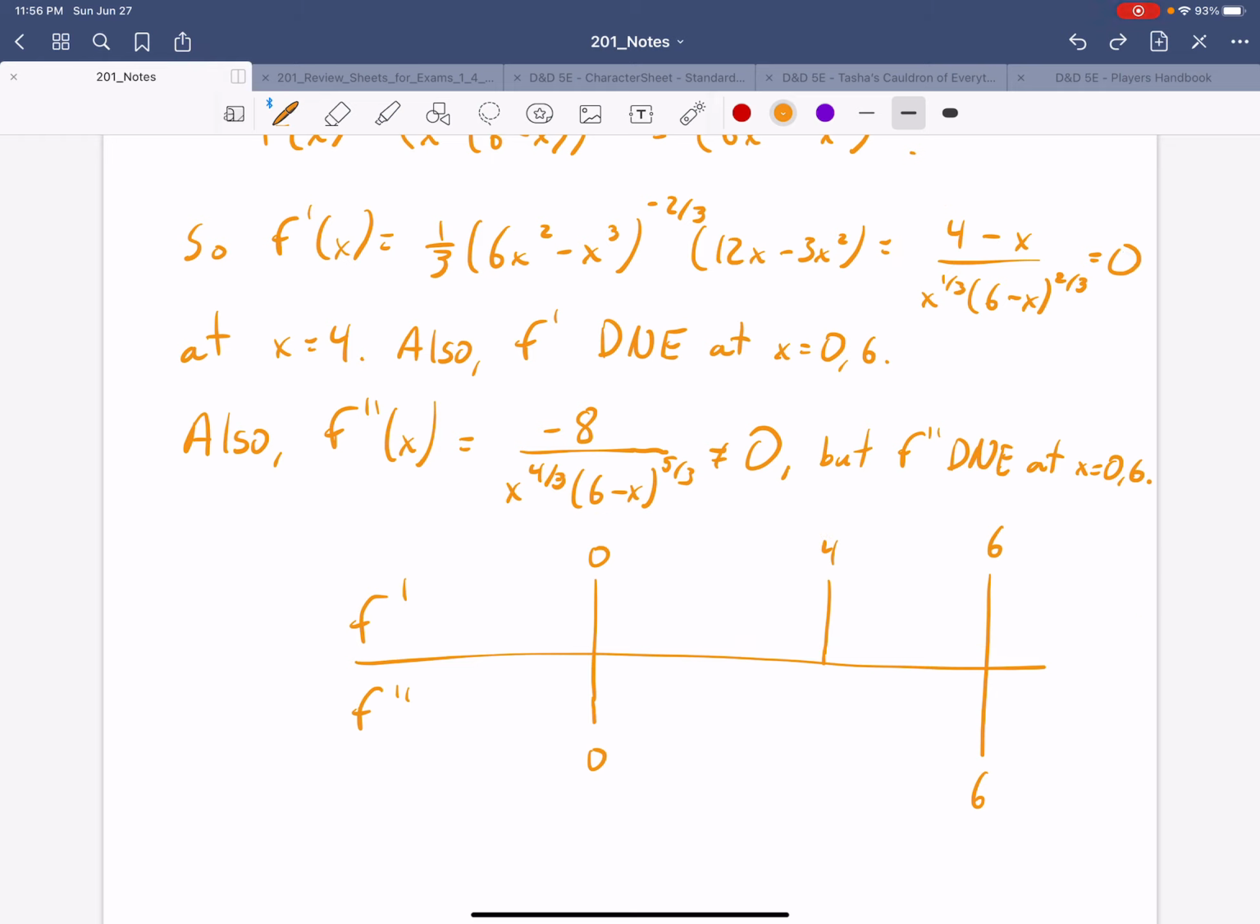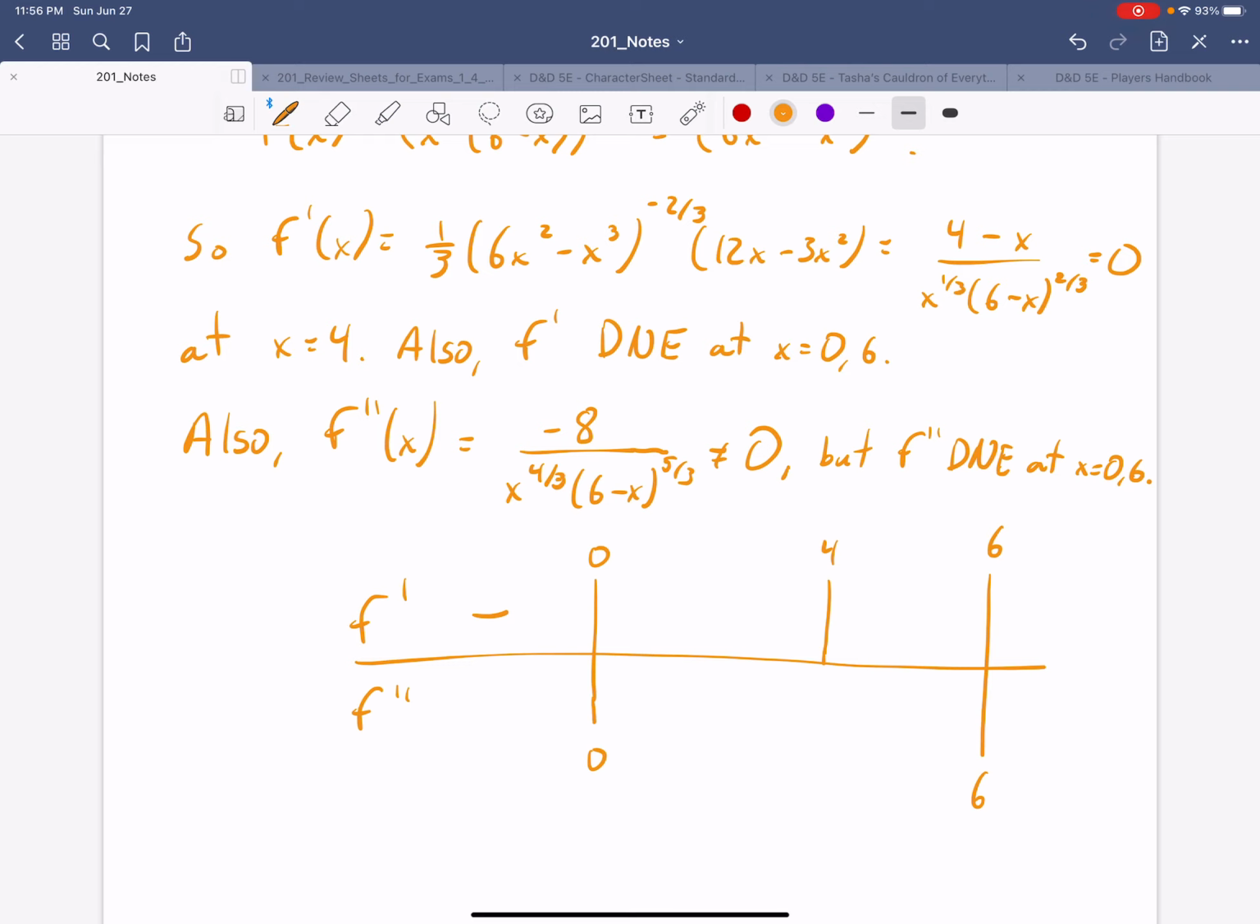So we plug in a negative number here. Well, the numerator is obviously going to be positive, this will be negative, and this is always going to be positive because it's raised to an even power, right? Something raised to the 1/3 power squared. Okay, so we have a positive divided by a negative times a positive. That's going to give us a negative.